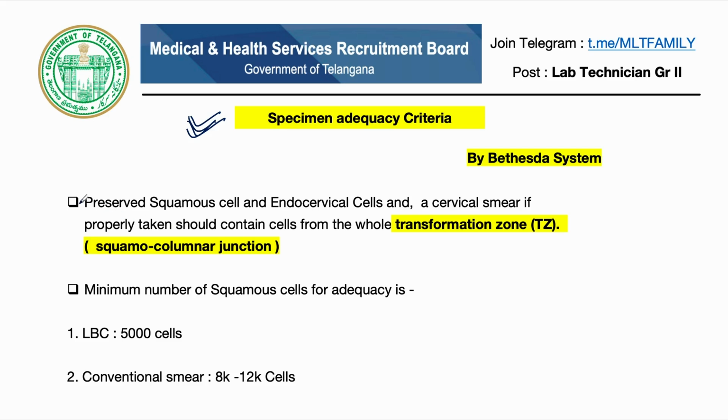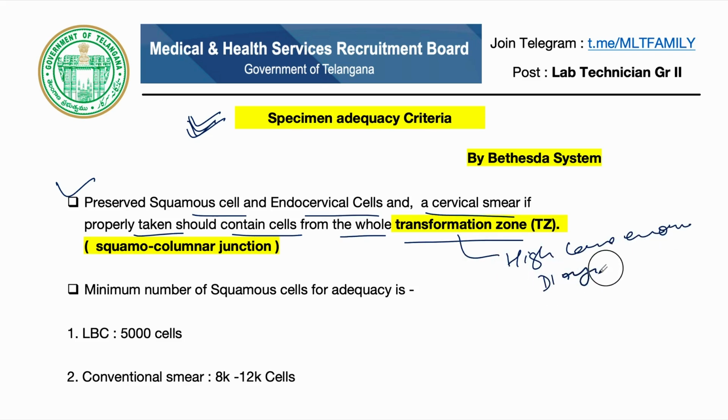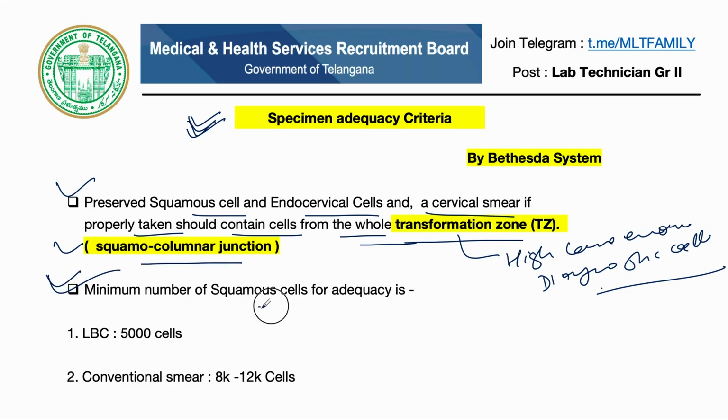Okay, so preserved squamous cell and endocervical cell: the sample we have collected from the cervix of a female has preserved the squamous cell and endocervical cell, and a smear, if properly taken, should contain cells from the whole transformation zone. This zone has the highest cancer diagnostic cells. The highest diagnostic cells will be present in the transformation zone, which is the squamo-columnar junction in the cervix. The sample should contain cells from this zone.